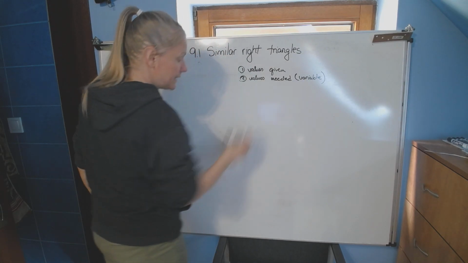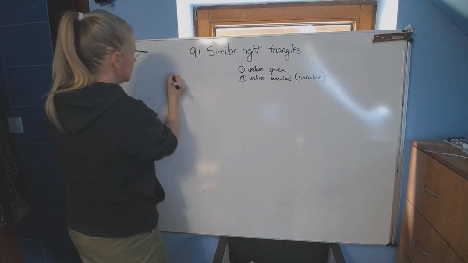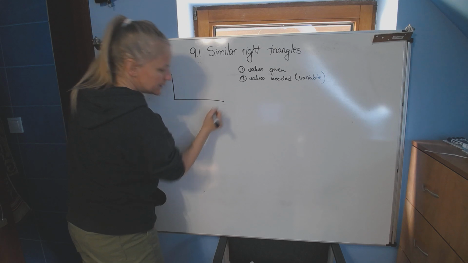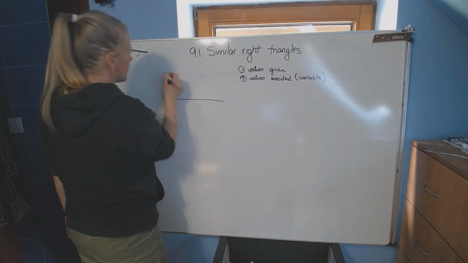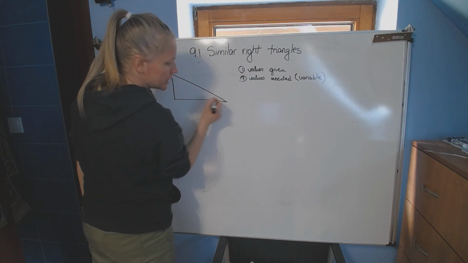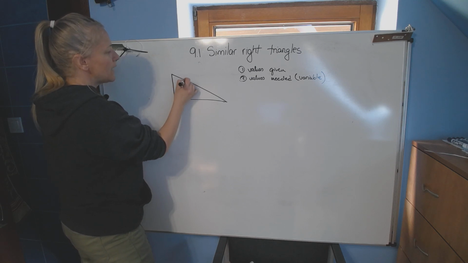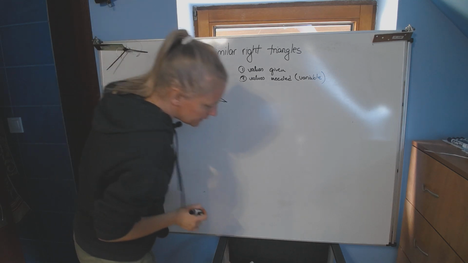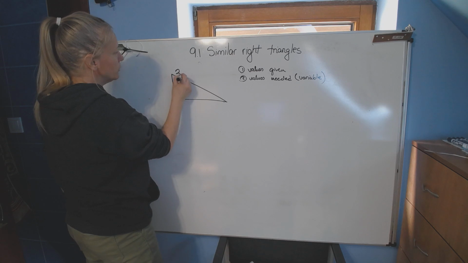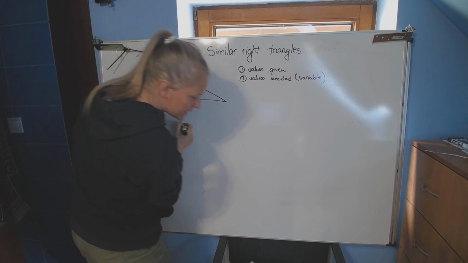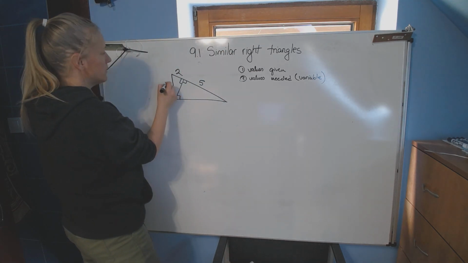I'm going to leave that there because we need it. Here's what they give us now. We're still on example 2, but this is part B. It looks like this time, again, this is the right angle. We're dropping that altitude that we're talking about. And here's what I know. I know that this is 2, this is 5, and this is y this time.